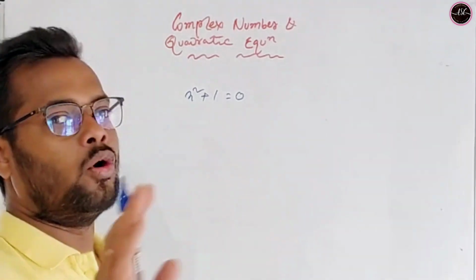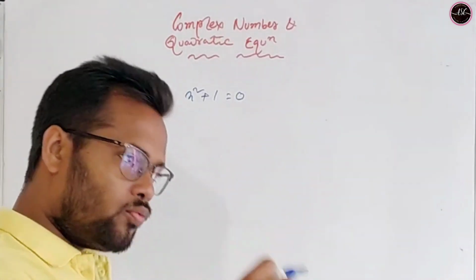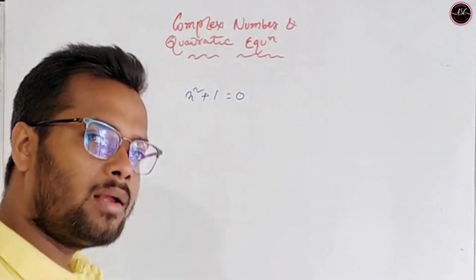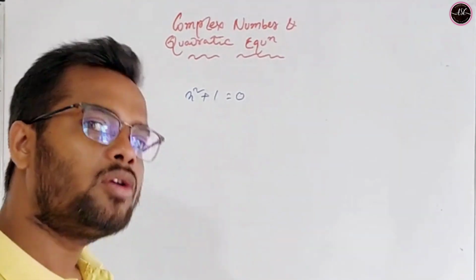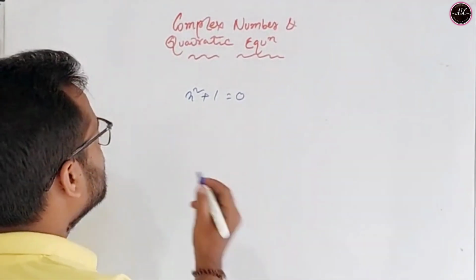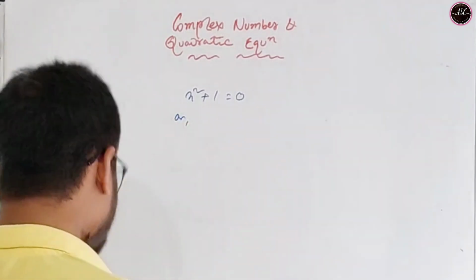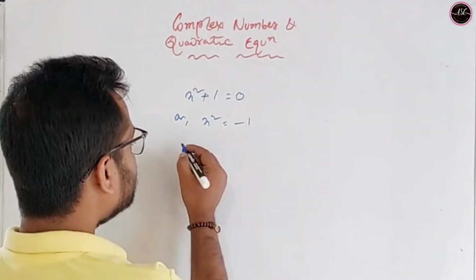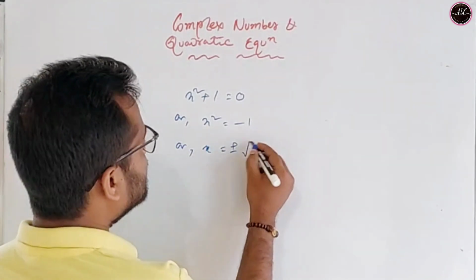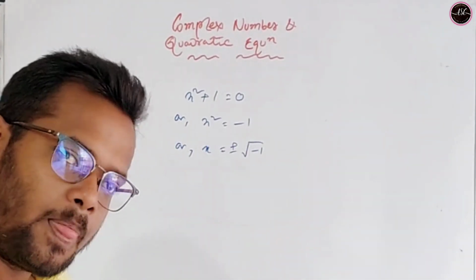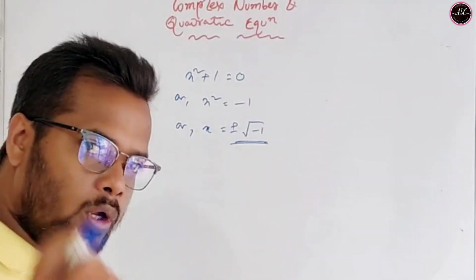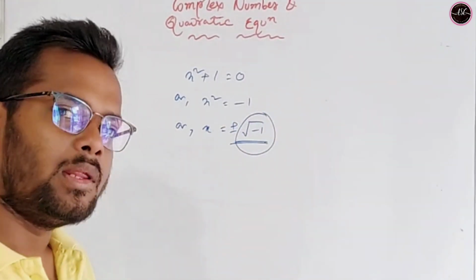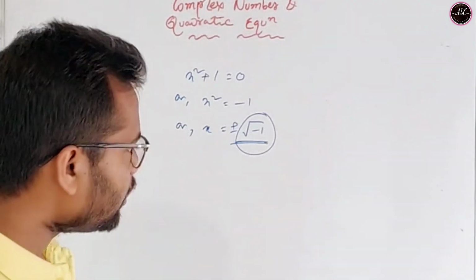No. Till now, no. As you know, we find only the real roots. We have never read about the imaginary root or complex root. Just see here. This can be written as x square equal to minus 1. So x equal to plus minus root of minus 1. Till now, we don't know the value of this. That is root of minus 1.